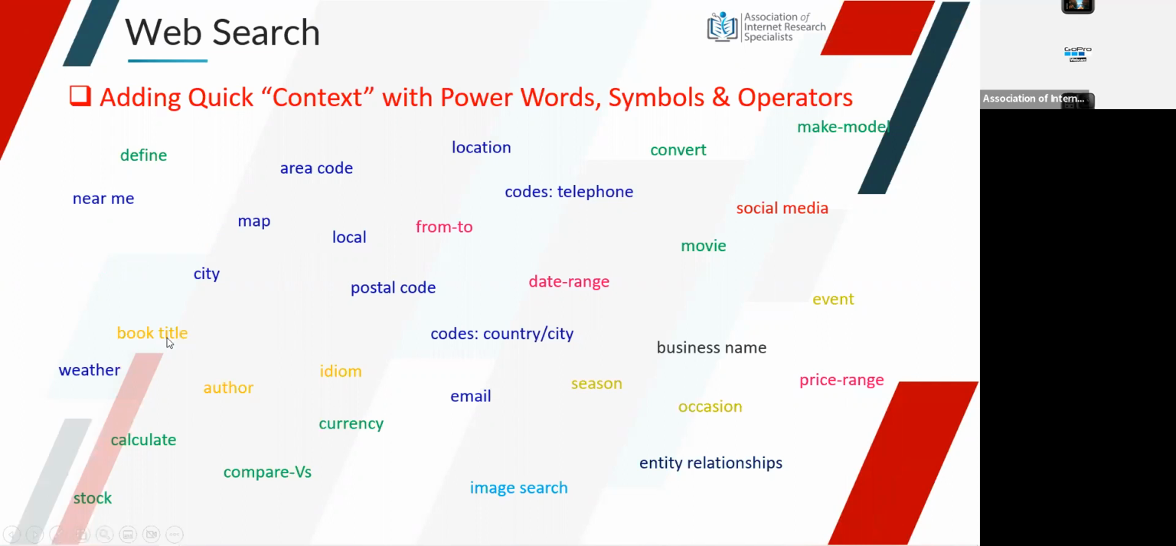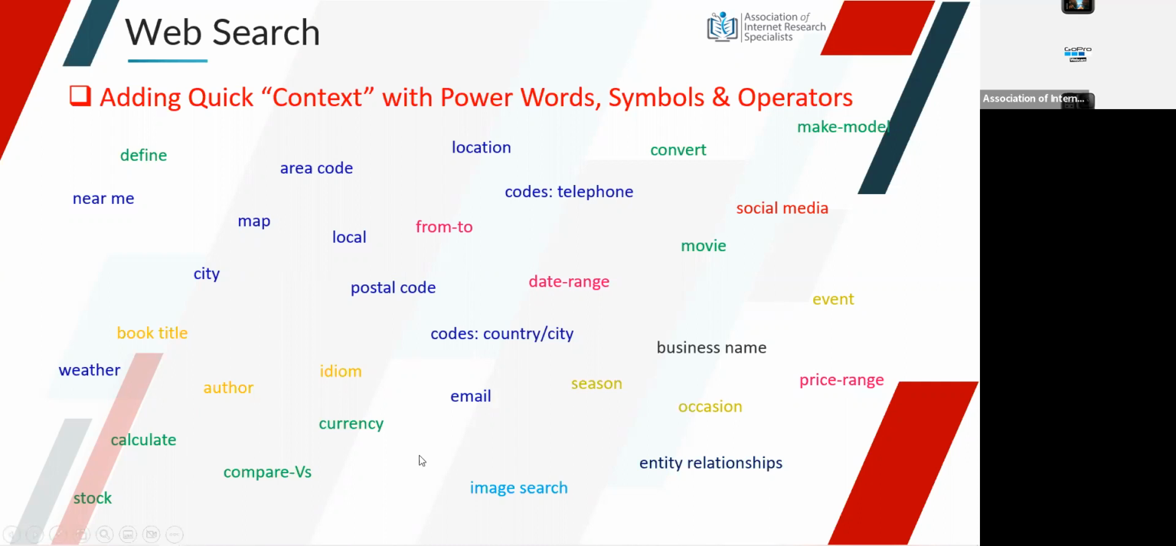About authors is in orange color. You could see book title, author, idioms. If it is season, occasion, event, you can use these words instead of writing very long search queries. You could just write the word event, for instance, and put the name of the event. It's going to look for it. Mostly it's going to query the softwares which has events listed. It could be a third party, or it could be the event itself.